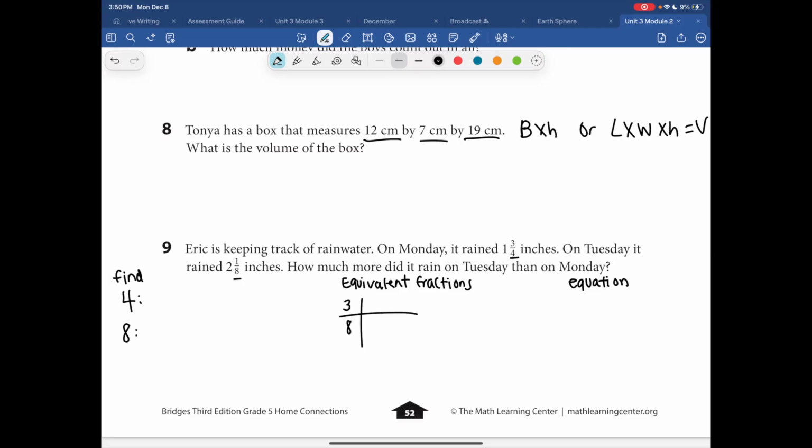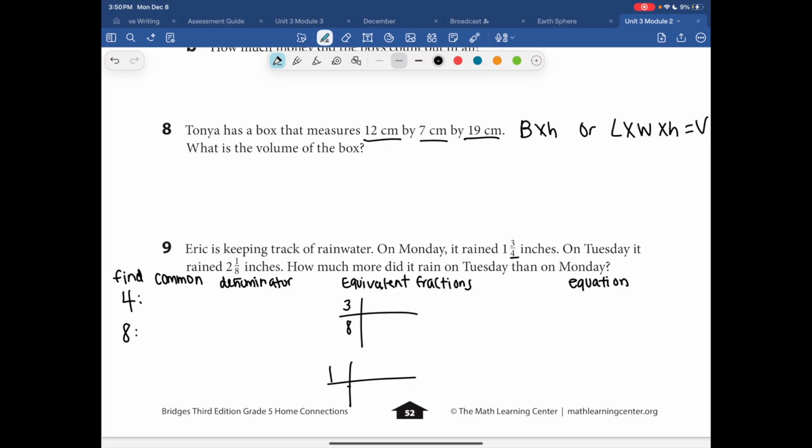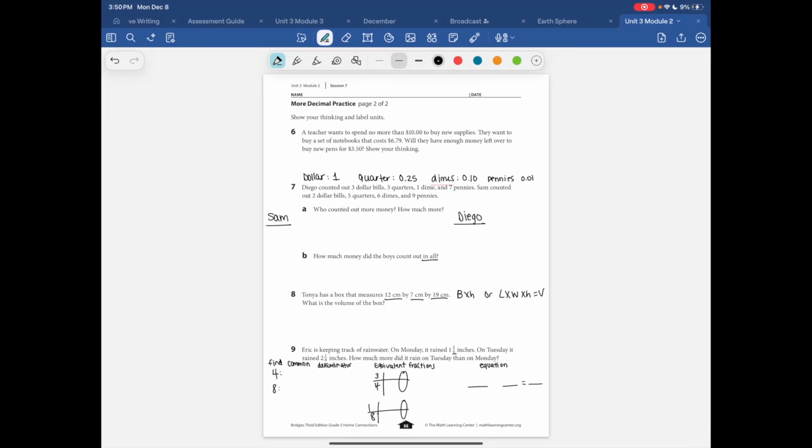So again, first step, finding a common denominator. That would be step 1. So what's a common denominator or common multiple for 4 and 8? Using that to get your equivalent fractions for both of them. I wrote down the wrong one on the first one, my bad. Should be 3/4. Okay, once you have that equivalent fraction, remember we would circle it, then you go ahead and do your equation with those equivalent fractions. So some review from last unit.